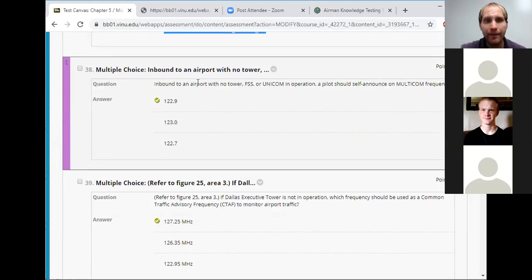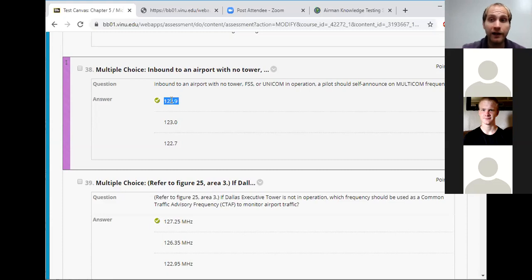Okay, you are inbound to an airport that doesn't have a control tower, flight service station, or Unicom. Gosh, what do they have? So the pilot should self-announce on a multicom frequency, and that's 122.9. This is just one of those tricky questions. We pointed it out in the book. So you need to know for the written exam that if there's no other general frequency to use, the answer is supposed to be multicom, and multicom standard frequency is 122.9.